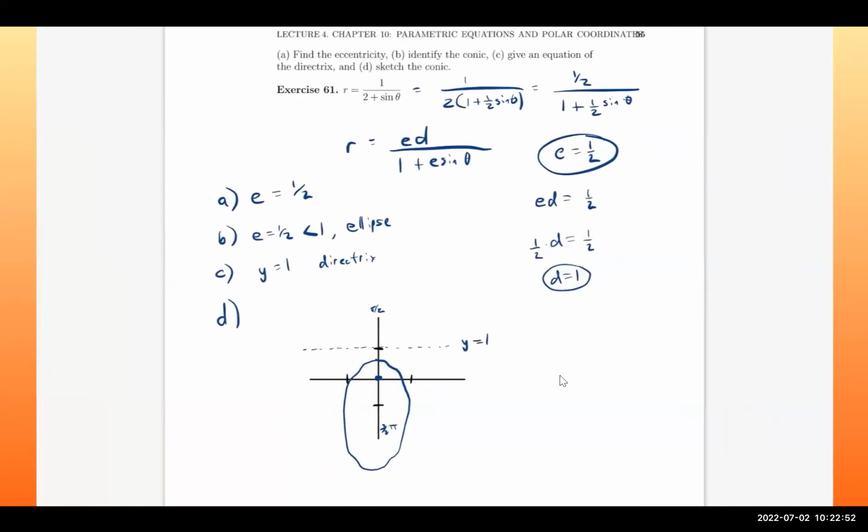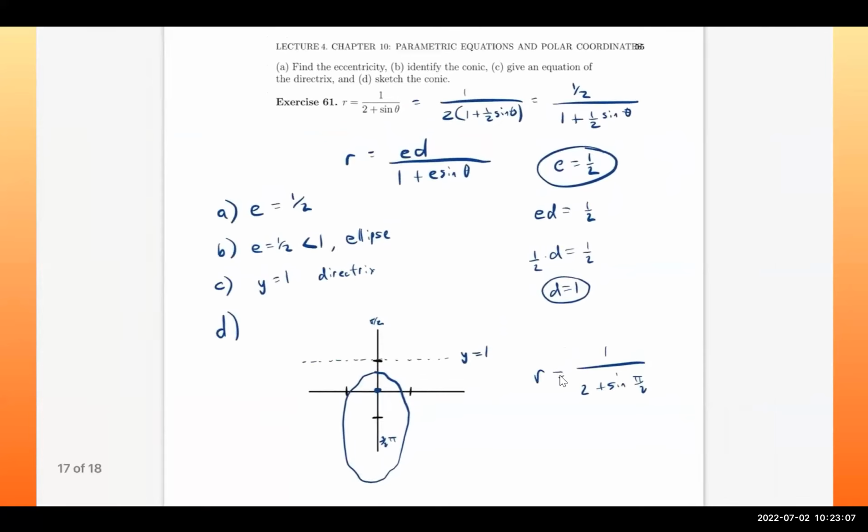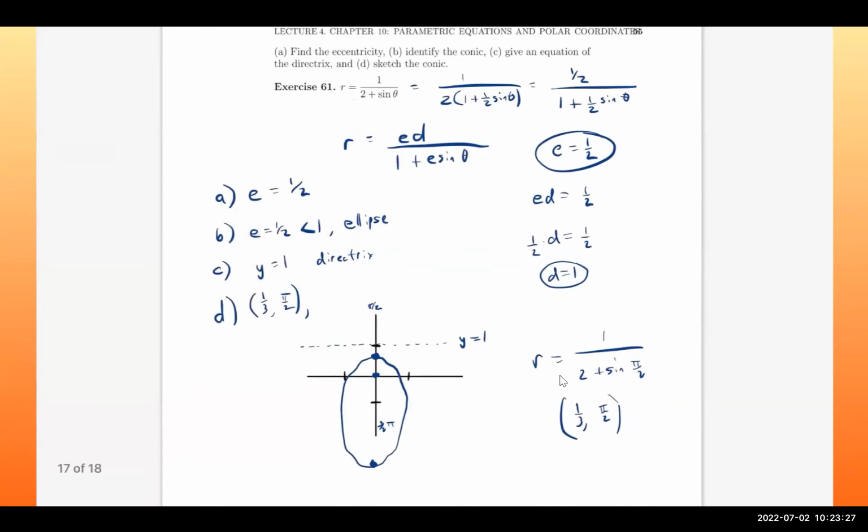All right. So and this is 3/2 pi. So if you plug in pi over 2 into the original equation, we're going to get r equals 1 over 2 plus sine of pi over 2. Sine of pi over 2 is 1, so this is going to be 1/3. So 1/3 when the angle is pi over 2. So that would be the top vertex, this one. So the vertex would be 1/3, comma, pi over 2.